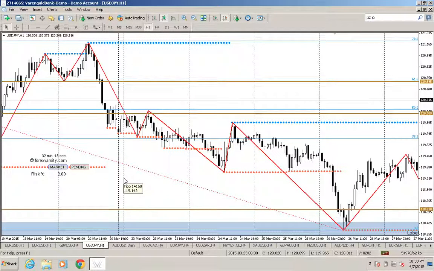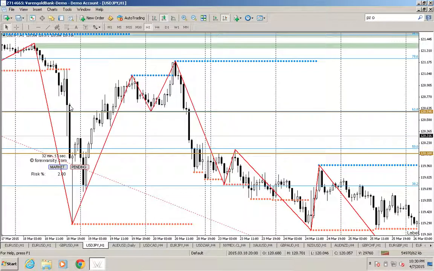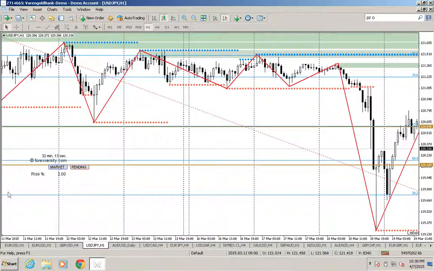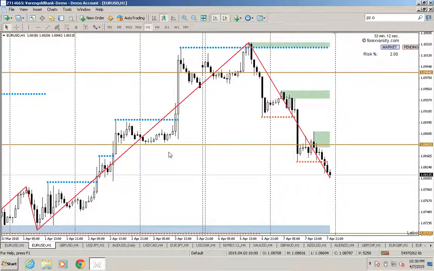Let's move back again. Here also we have A, B, and then we had a possible C, and a lower high that was formed by yet again a shooting star. So that would have been your third confirmation to take that trade. Let's move to a pair we actually trade more.